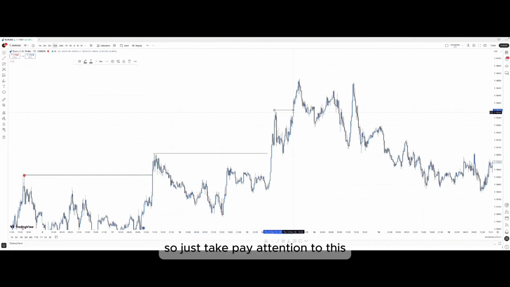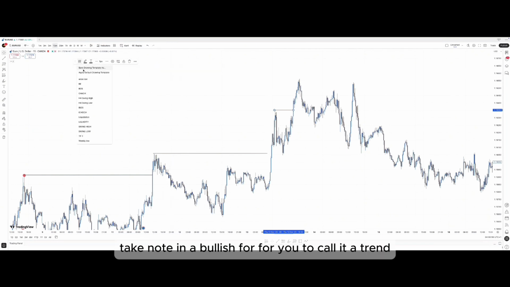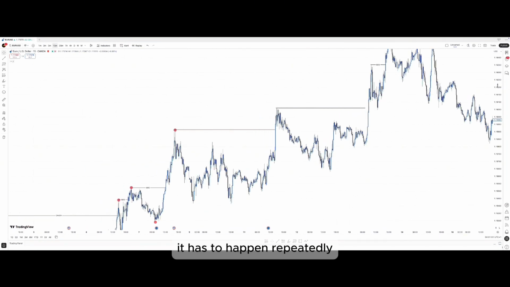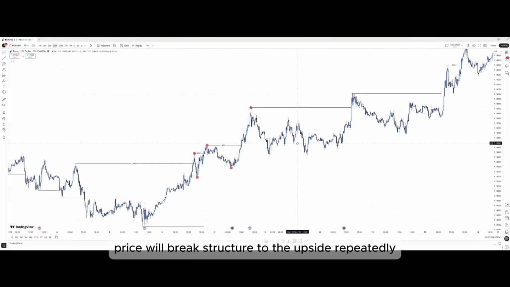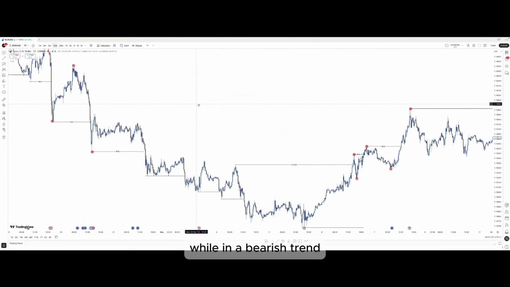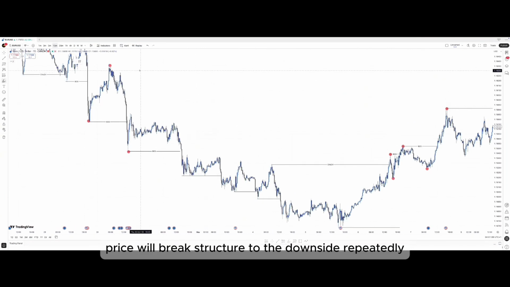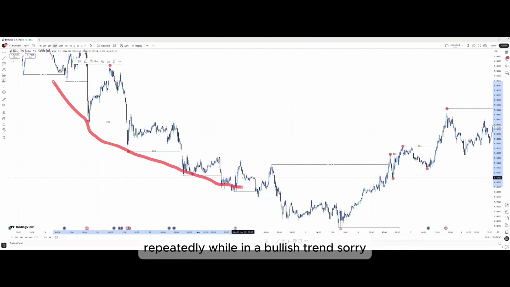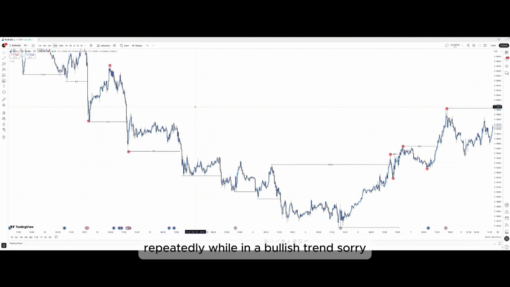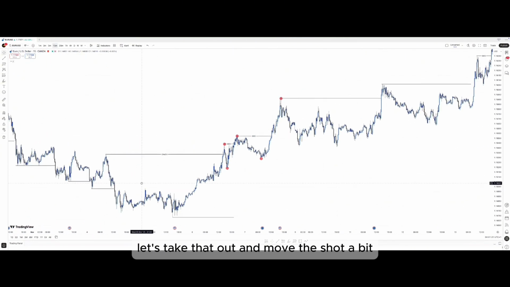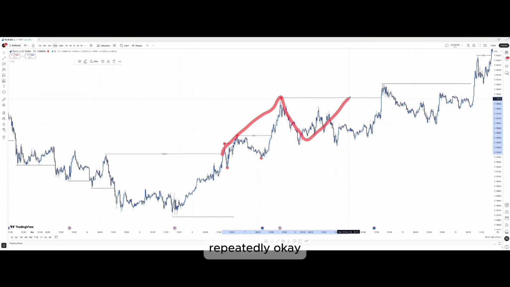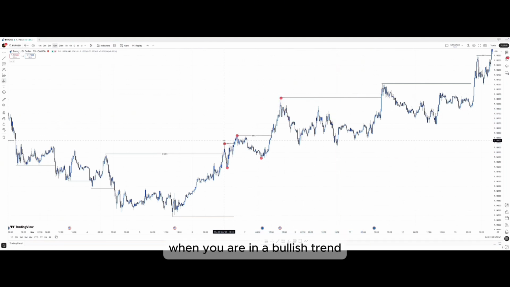Okay, so just pay attention to this, take notes. For you to call it a trend, it has to happen repeatedly. In a bullish trend, price will break structure to the upside repeatedly, while in a bearish trend, price will break structure to the downside repeatedly. Just like you can see here, you can see how price breaks structure to the downside repeatedly, while in a bullish trend, you notice price breaking structure to the upside repeatedly. So that's just how to identify when you are in a bullish trend and when you are in a bearish trend.